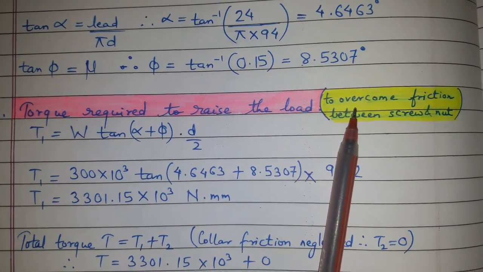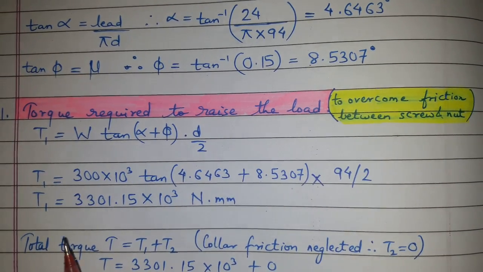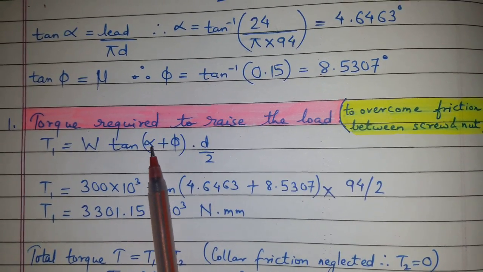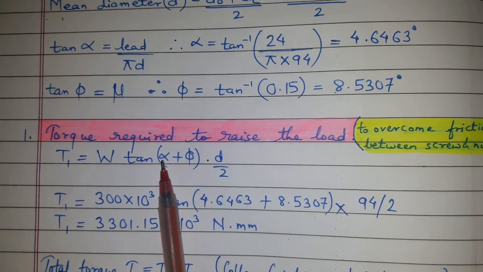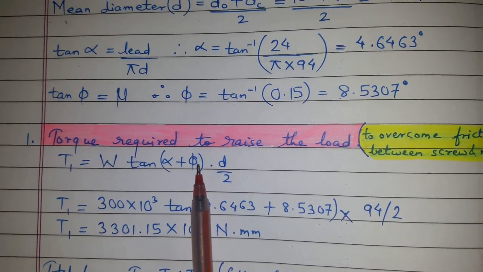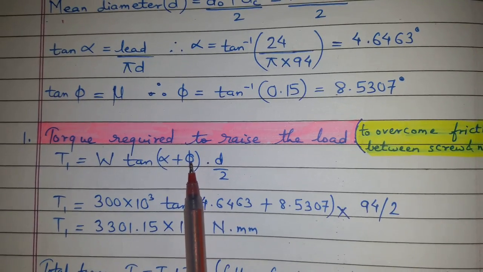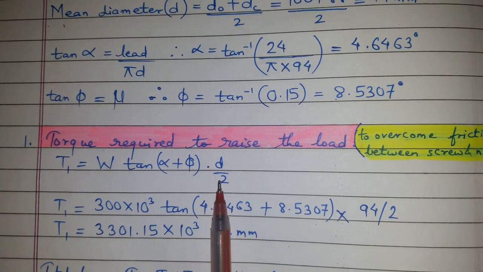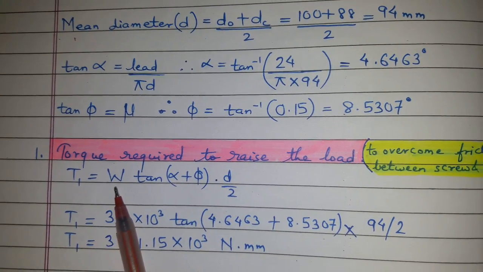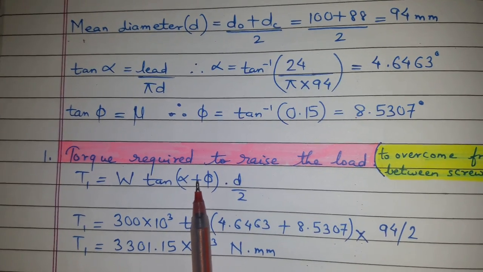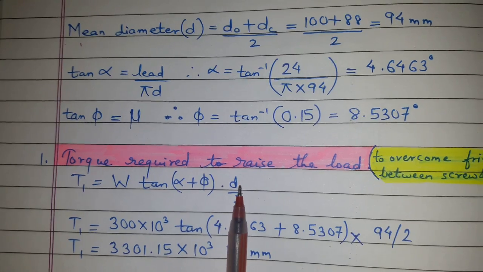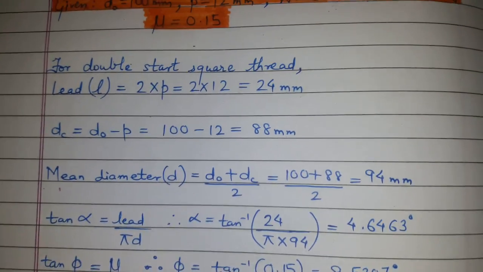So basically we need to calculate torque which is required to raise the load. Here mainly it has to overcome the friction between screw and nut. So T1 is equal to W, that is the load, into tan of alpha plus phi, into D by 2, where alpha is the helix angle in degrees, phi is the angle of friction in degrees, and D is the mean diameter. Load is already given; alpha, phi and D, the mean diameter, we need to calculate. Let's see how we will calculate it.